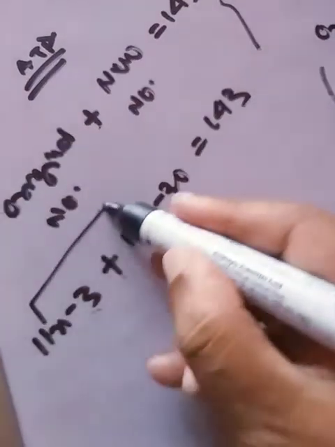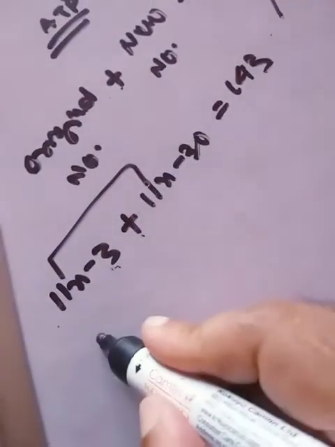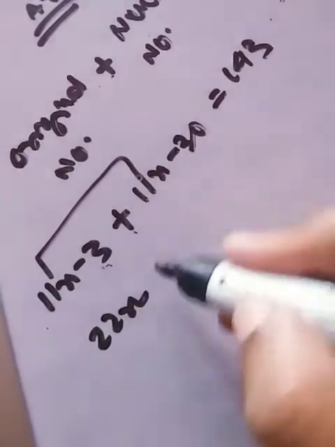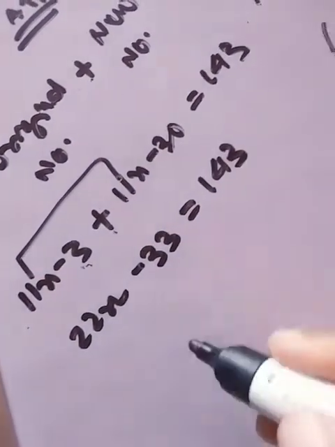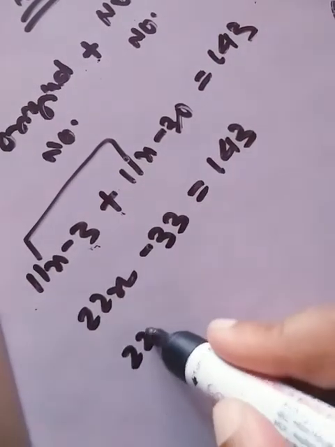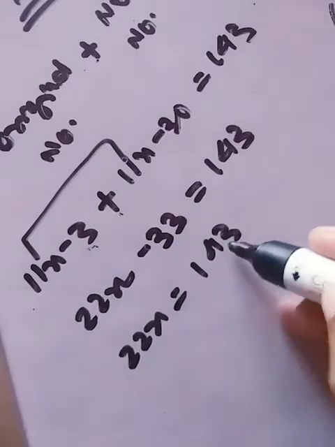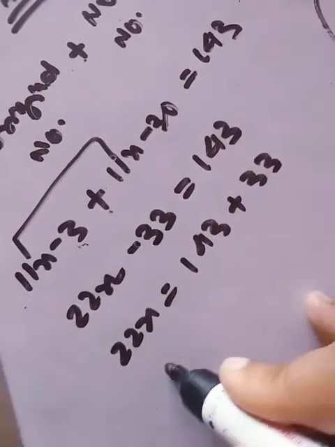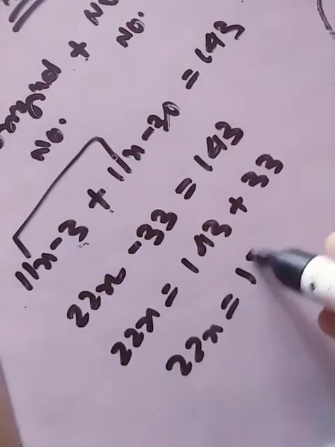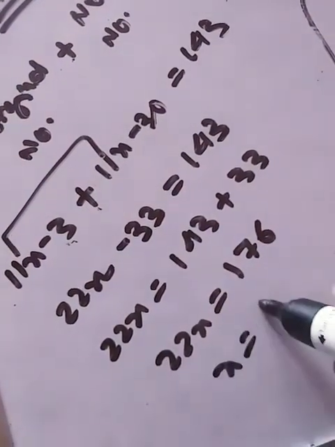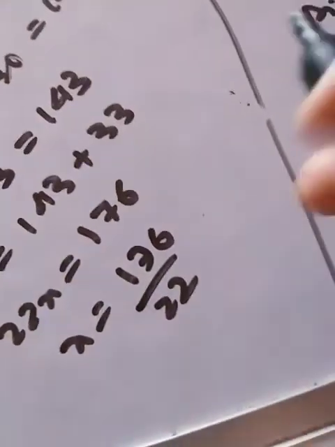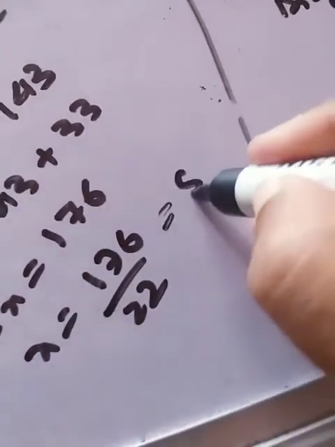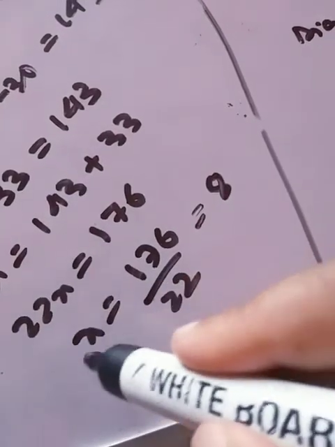Now this 11x and 11x will give 22x, minus 33 equals 143, isn't it? Now 22x equals 143 plus 33, so 22x equals 176. So x equals 176 by 22. The answer would be 8. Okay, so now we know the value of x.